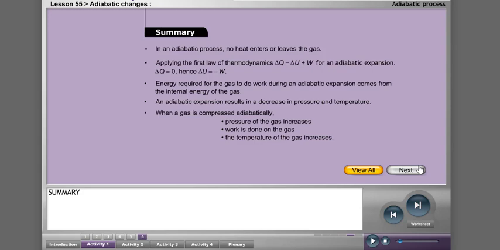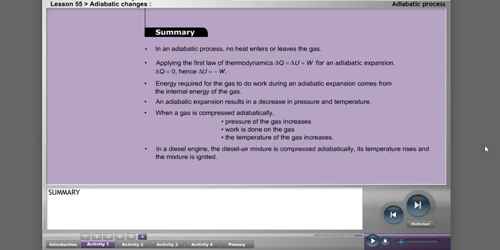When a gas is compressed adiabatically, pressure of the gas increases, work is done on the gas, the temperature of the gas increases. In a diesel engine, the diesel-air mixture is compressed adiabatically. Its temperature rises and the mixture is ignited.